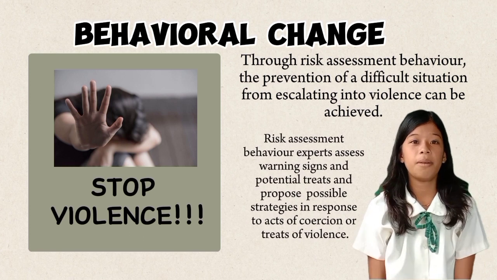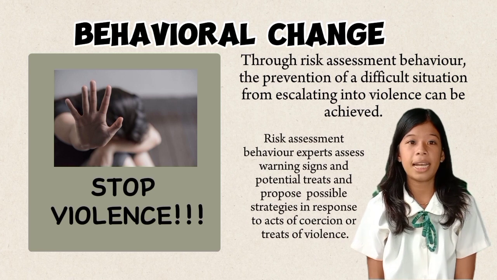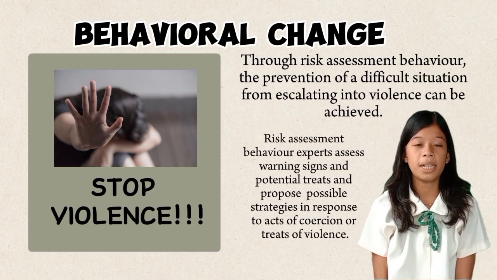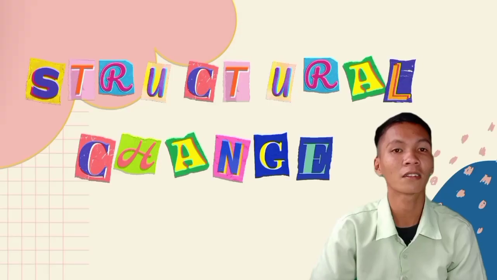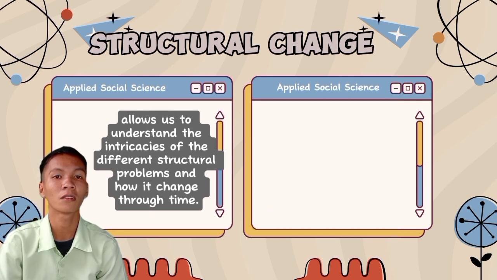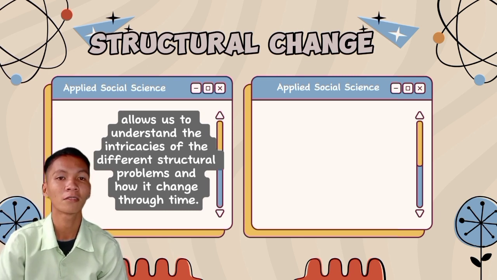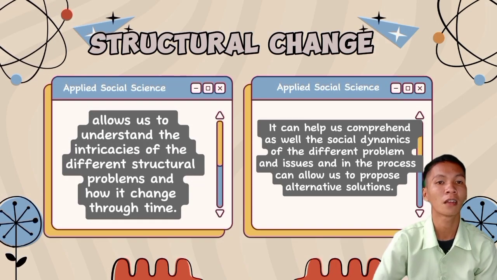Risk assessment behavior. Experts assess warning signs and potential threats and propose possible strategies in response to acts of coercion or threats of violence. Applied social science allows us to understand the intricacies of the different structural problems and how to enhance growth and life. Applied social science can help us comprehend as well the social dynamics of the different problems and issues, and in the process can allow us to propose alternative solutions.